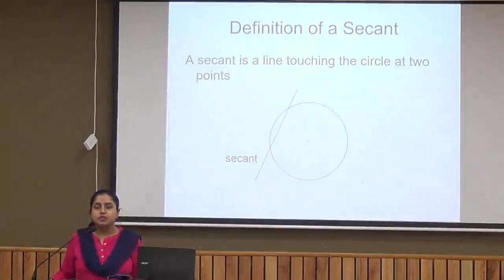Now let's move on to the next term that is associated with a circle, that is secant. What is a secant? A secant is a line touching the circle at 2 points. As you can see in this particular figure, the line intersecting the circle at 2 points is known as a secant.